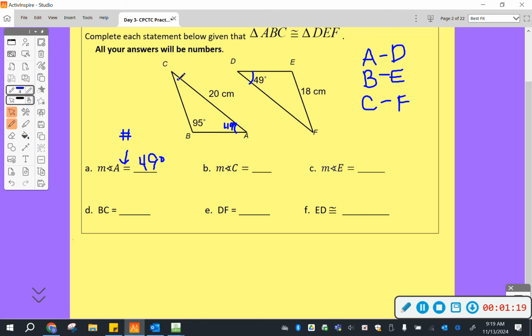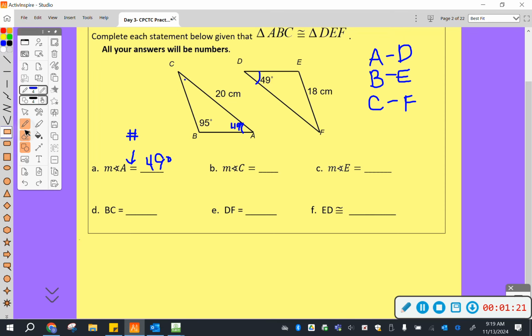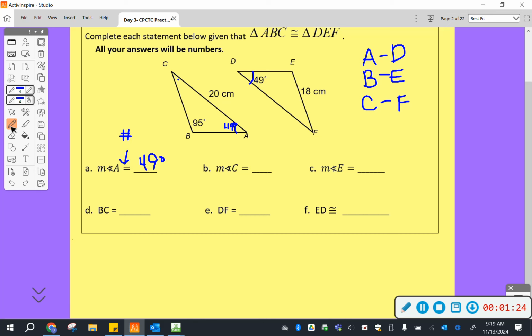I'm going to add them together. I don't know why it's not letting me write. Okay. I'm going to add 95 plus 49, and that gives me 144. And then what do I do? Subtract it from 180. What is 180 minus 144? 36 degrees is my answer for angle C.